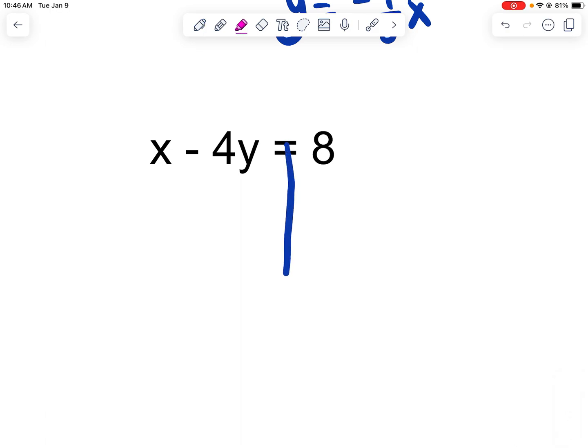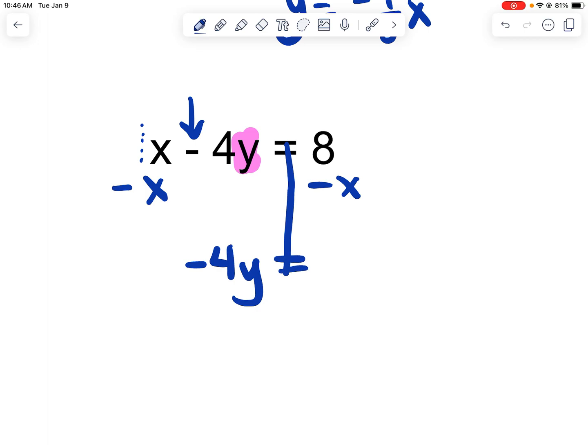Okay, again, I need y by itself. So right now, there's an invisible 1 right there. So we're going to subtract x from both sides of the equal sign. Make sure that this negative gets brought down with the 4, because that's negative 4y equals negative x plus 8. There is a coefficient of negative 4, so I'm going to divide everything by negative 4.